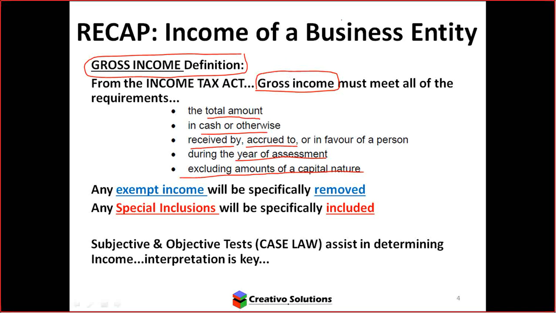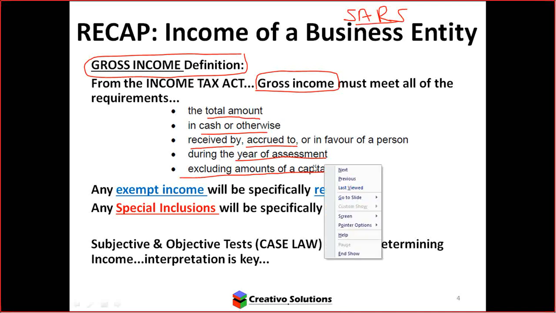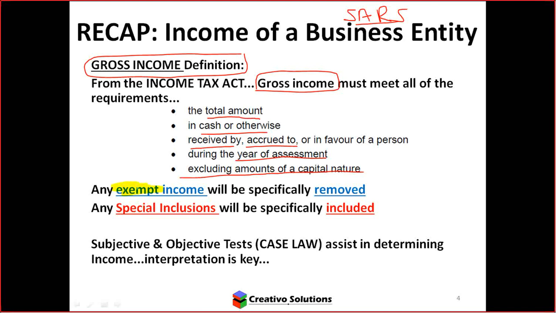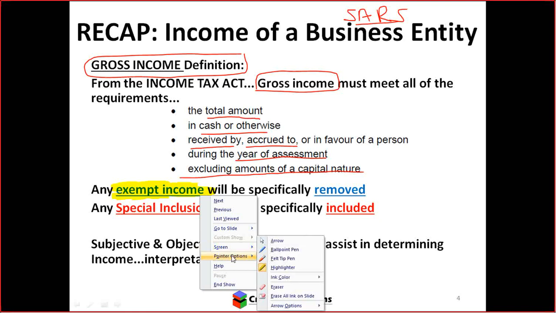So with SARS, remember, they want to know as much information as possible. So we do get different types of income. You get income that's exempt. If something's exempt, does that mean we take it out or we leave it in? We take it out.